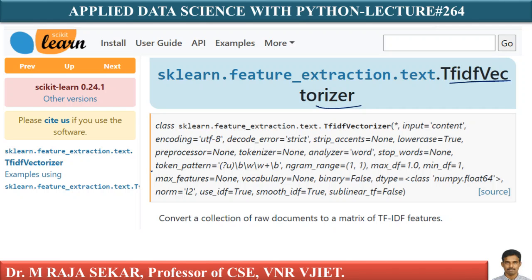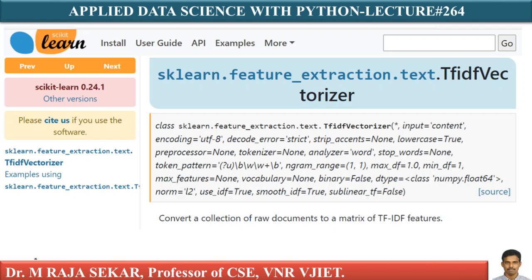Just the way we did for bag of words, it also has ngram_range. Just see, this is ngram_range, isn't it? I am giving 1, 2. I already explained this in my previous lecture. What does it mean? It works for unigrams, and it even works for bigrams, isn't it? That's what we discussed in my previous lecture, lecture number 263.